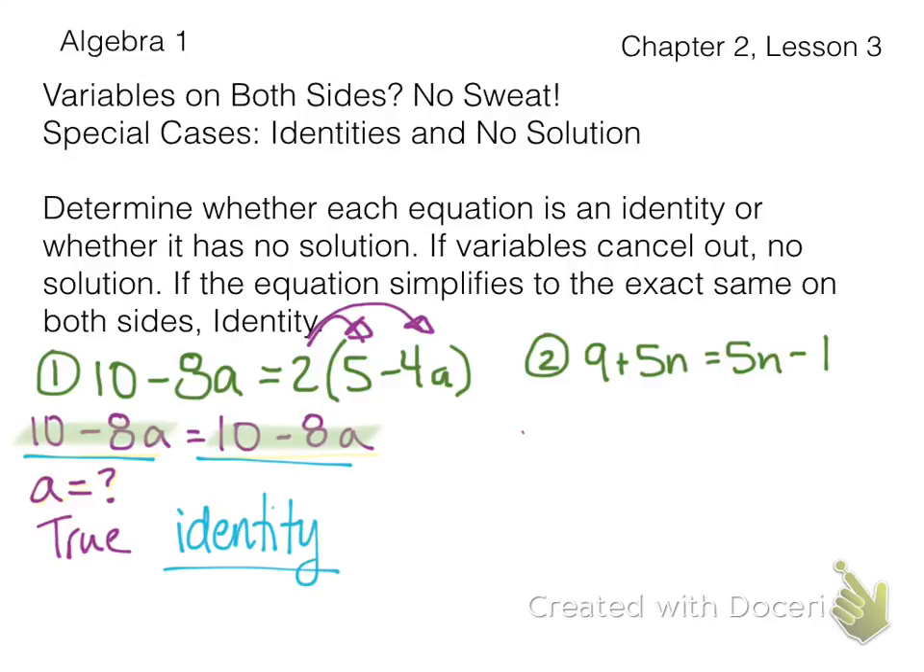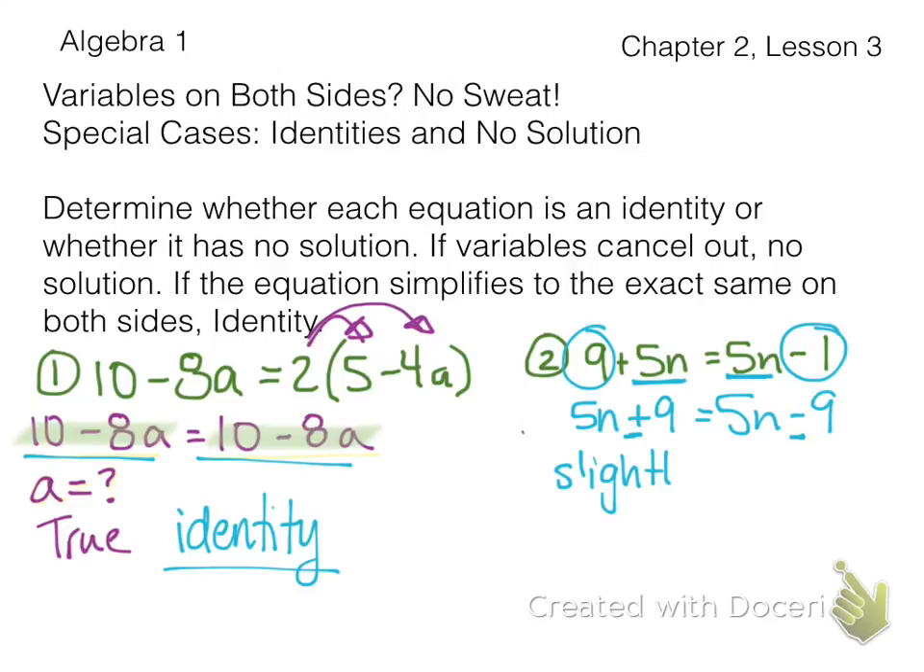Well, let's go look at another one. These sides are kind of close. We've got a 5n and a 5n, but this plus 9 and this minus 1 really throw us off. You have to look for these really closely because you could have something like 5n plus 9 is equal to 5n minus 9. If you're not paying attention, you're going to think this is an identity. But they're not. Because they're very close, but only slightly different, that means that it is no solution.